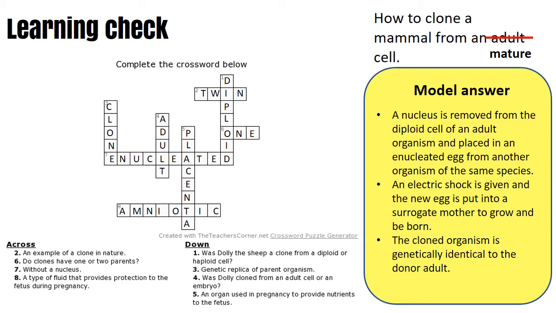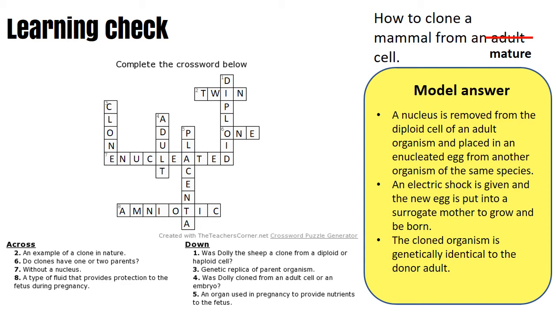However, if you learn nothing else, please learn what is in this yellow box. Please learn the model exam answer to how to clone a mammal. The exam will more often than not refer to Dolly the sheep, but occasionally they have referred to other animals, and it really doesn't matter. The same process will always apply to any mammal. You take a nucleus from something you want to clone, you put it in an enucleated egg, you give it a kickstart with an electric shock, and you stick it in a surrogate mum to grow and be born.